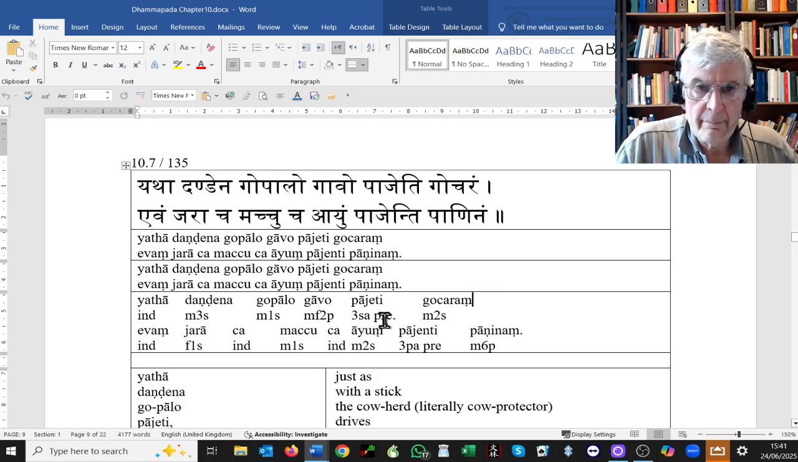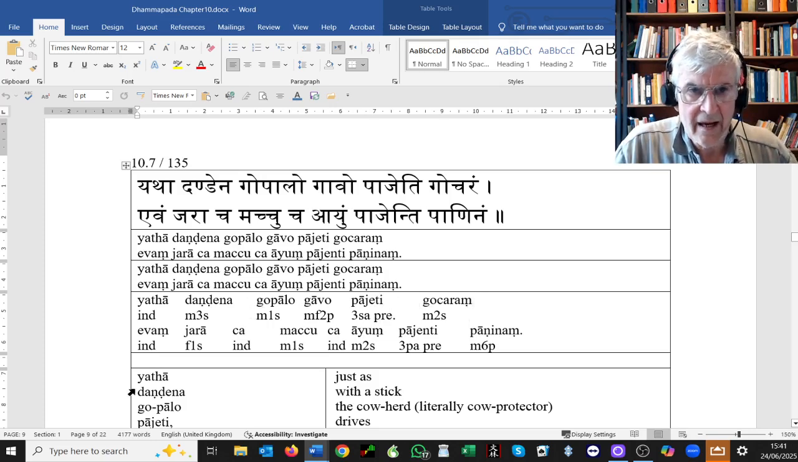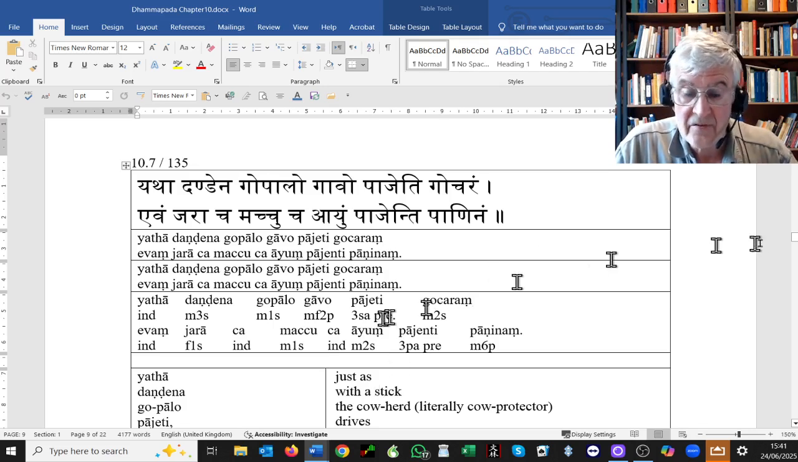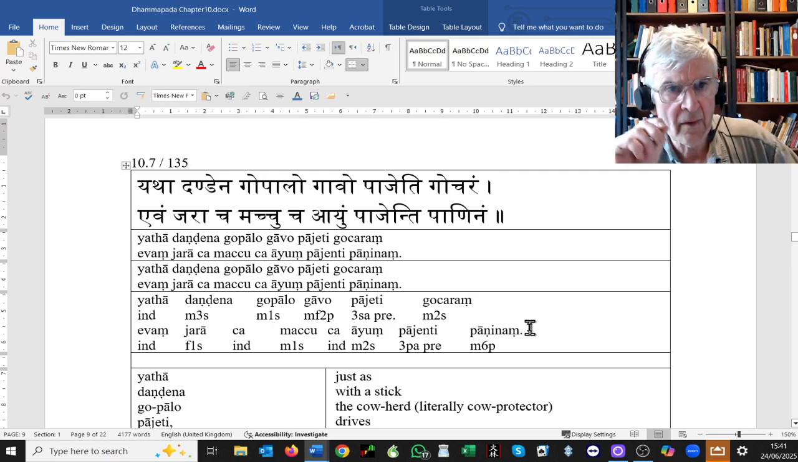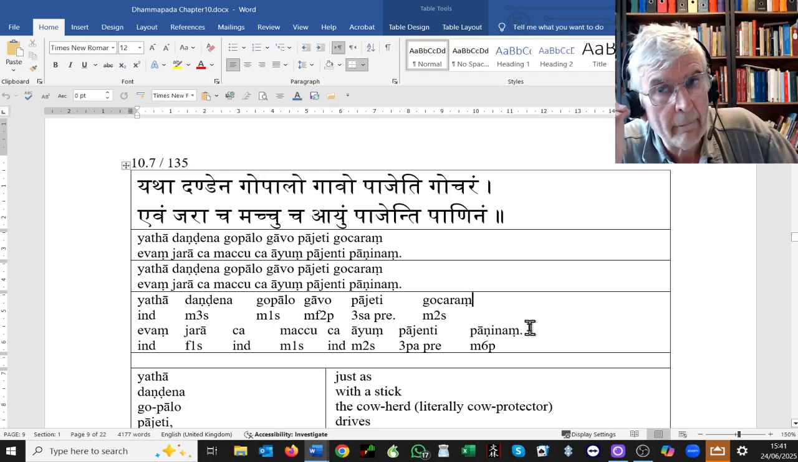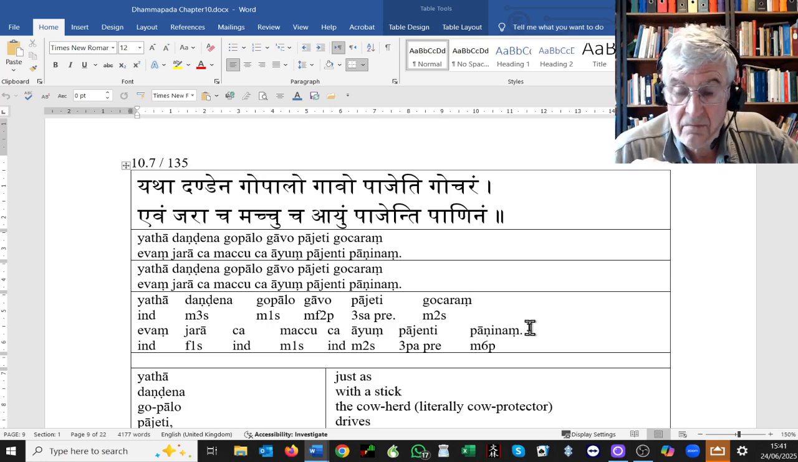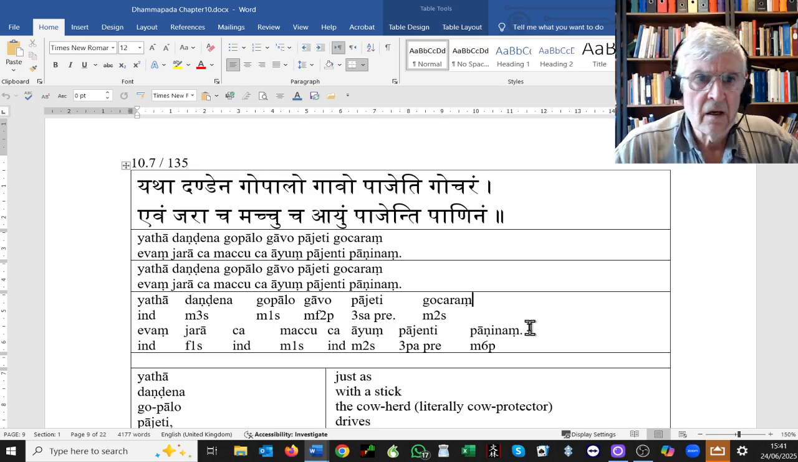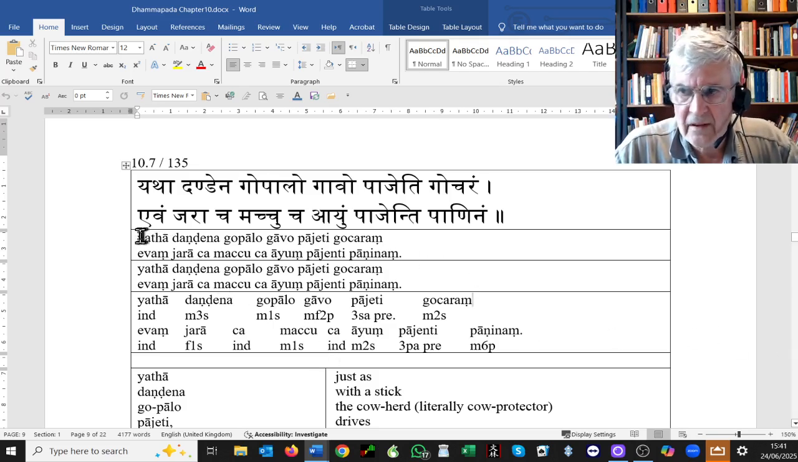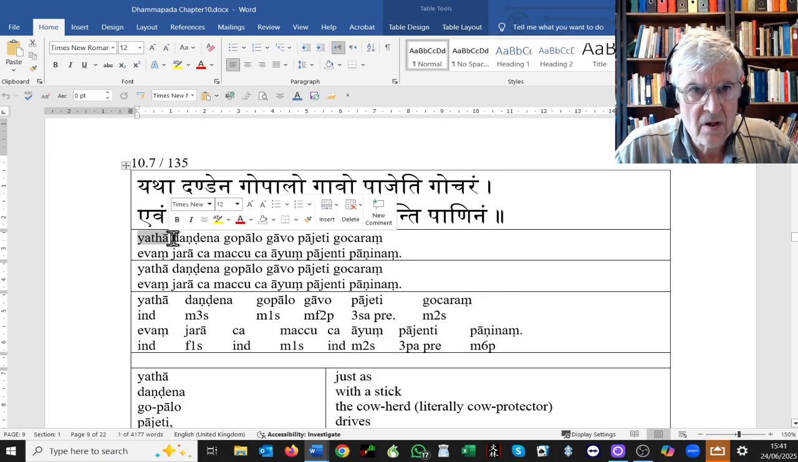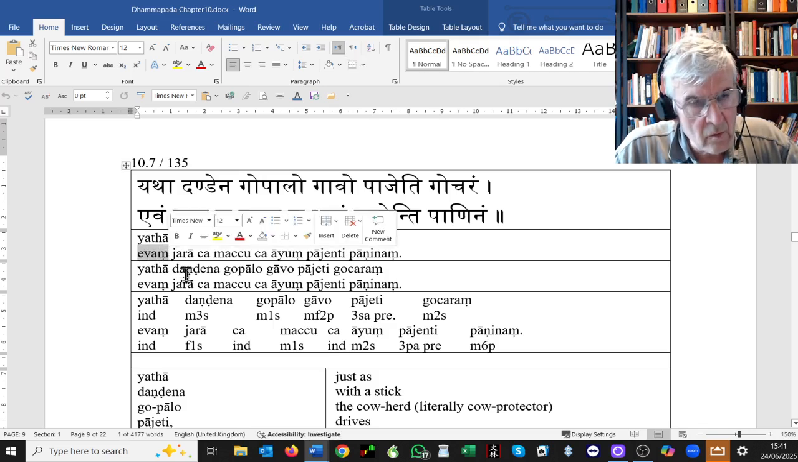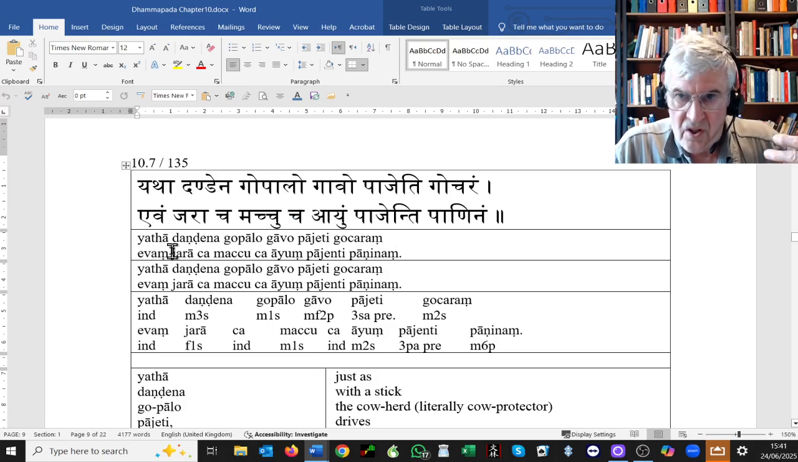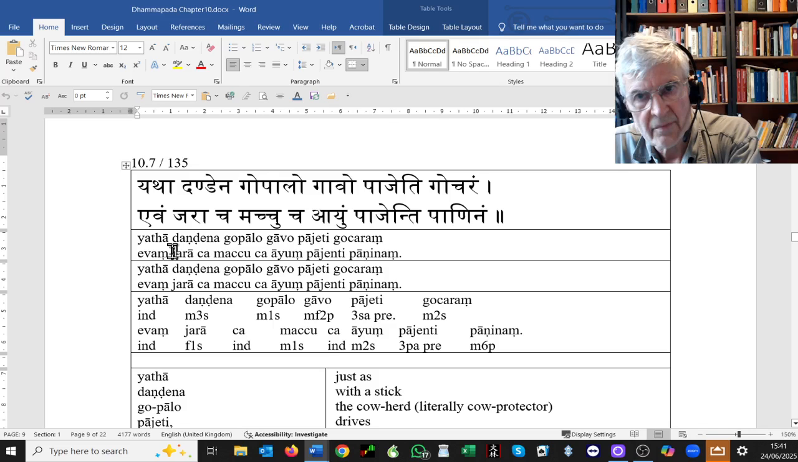So yatha dandena, as with a stick, gopalo, the cowherd, gavo pajeti, drives the cows, gocharam, accusative of motion, to the pasture. Evam, meaning thus. Evam me sutam, thus have I heard. We have this yatha here as yatha, just as, evam, in that way. So, in that way, just as so and so happens, so does something else happen.